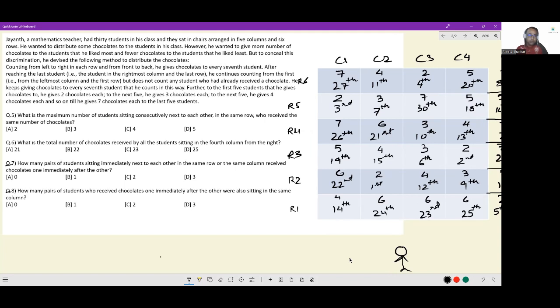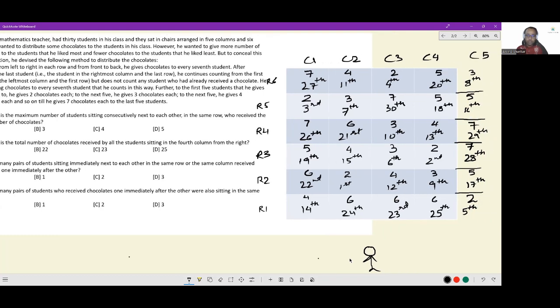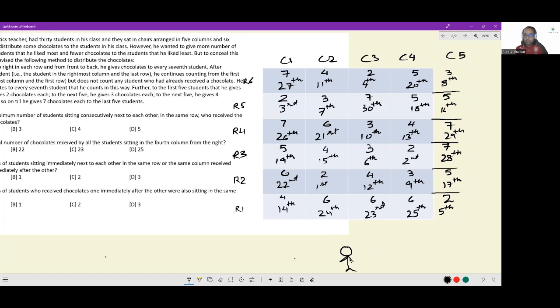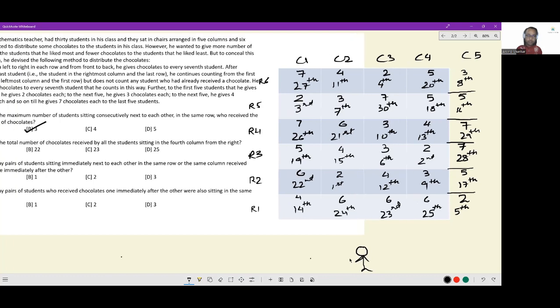Okay, so the first one, what is the maximum number of students sitting consecutively next to each other in the same row who received the same number of chocolates? In the first one, we have no consecutive numbers being distributed. In the second row or row 5, we have 5 and 5. Row 4, we have no such instance. Row 3, we have no such instance. Row 2, we have no such instance. Row 1, we have 6, 6, 6. So 3 kids, or option B will be the answer here.